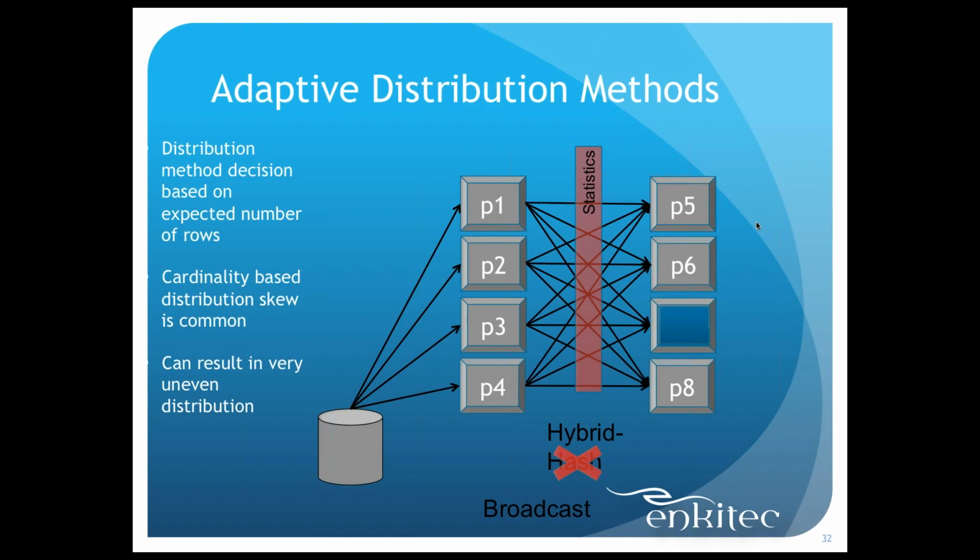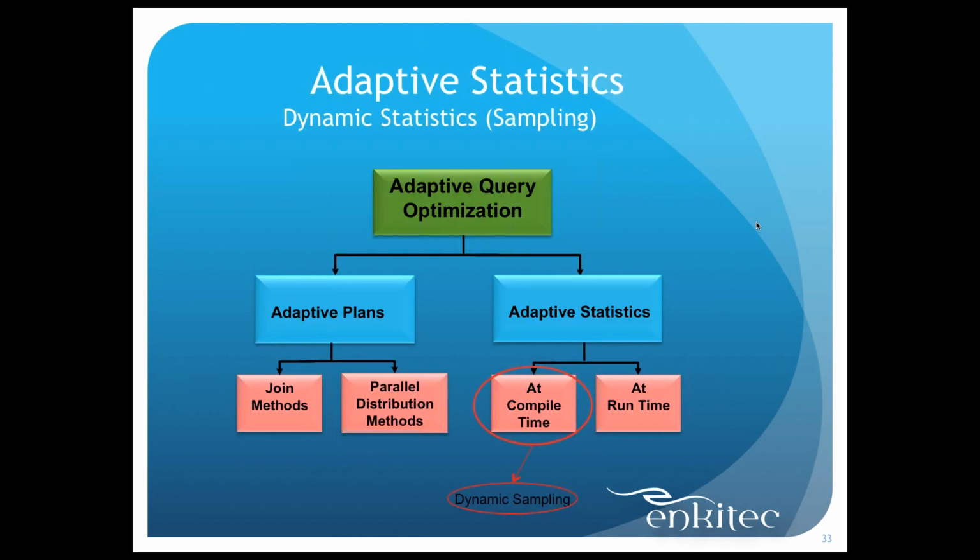The default for when it makes that decision is 2 times the degree of parallelism. So if I've got a really low number of values that I'm going to distribute, then it's going to automatically fall back to the broadcast method. All right, so that's it on the parallel distribution methods.